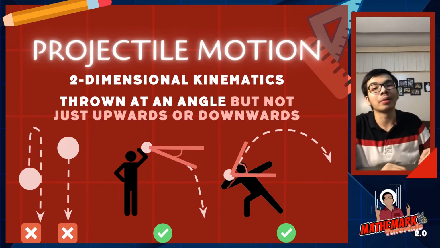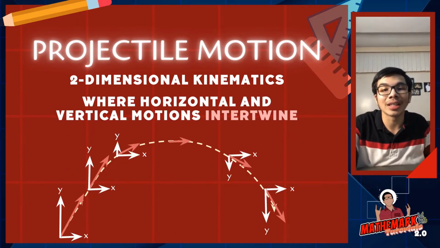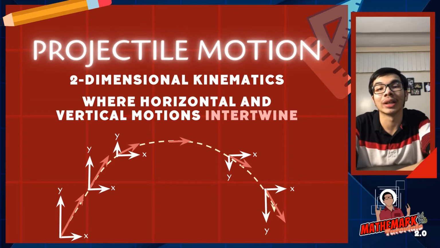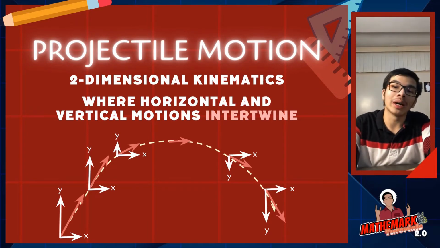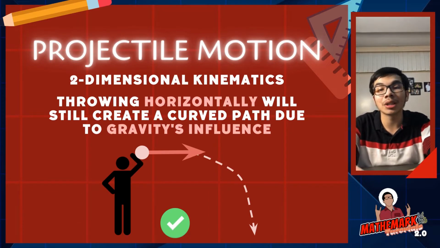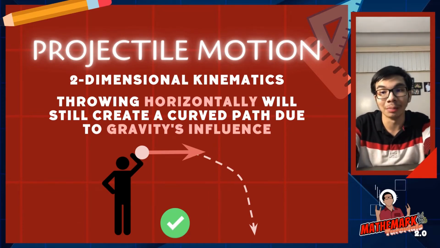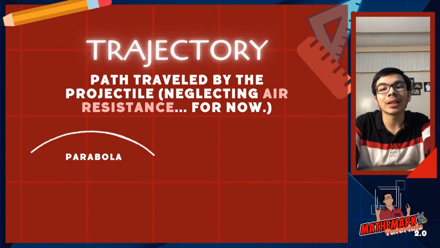Which leads me to another way of thinking of it: it is the combination of horizontal and vertical motions working together. What if you throw a thing horizontally? Will it work? It's a yes, because the projectile will eventually go down because of gravity. Trajectory is the path traveled by the projectile, which is a parabola or a curve in general.